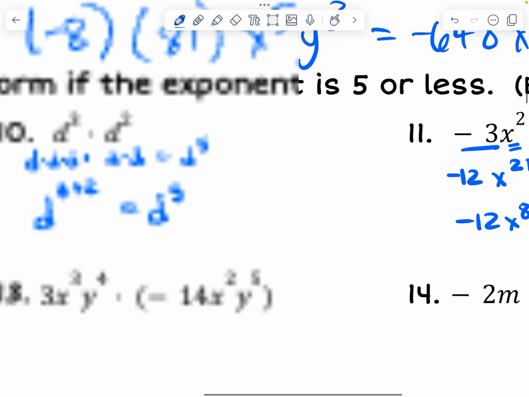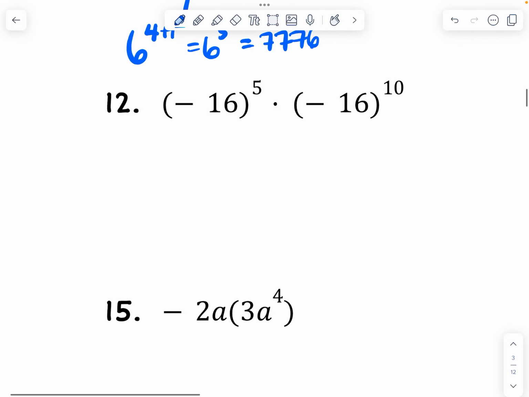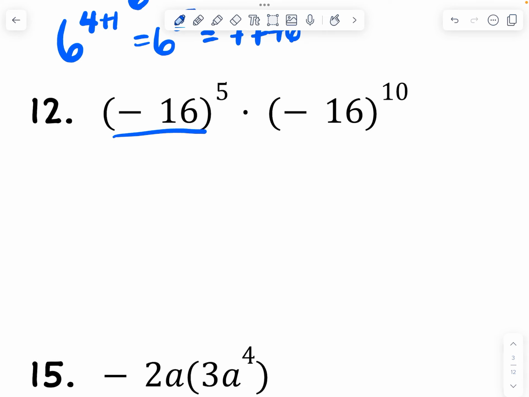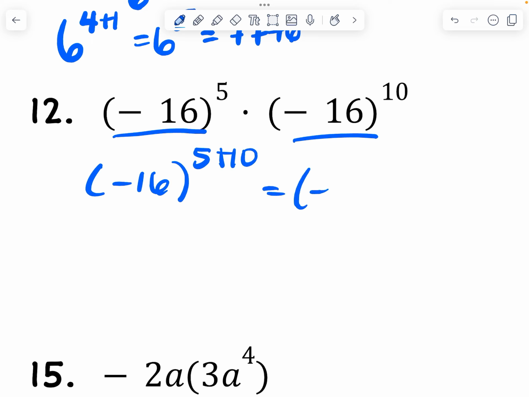Okay, negative 16 is exactly the same, so I add their exponents. So negative 16 to the 15th power.